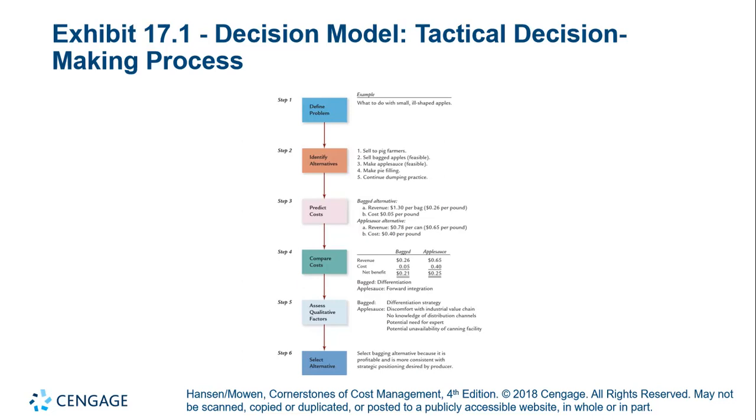Now, you are given 5 alternatives. The first is sell to pig farmers. 2, sell bagged apples. This is feasible. 3, make apple sauce. Again, this is feasible. Number 4, make pie filling. And 5, continue the dumping practice. Now, among the 5 alternatives, there are 2 which are feasible. So, you have to identify these 2 feasible alternatives.